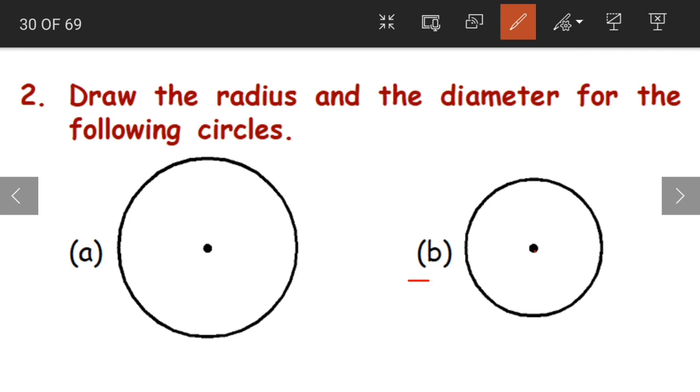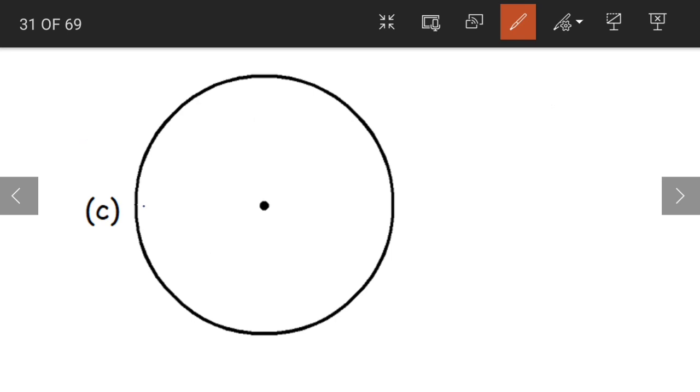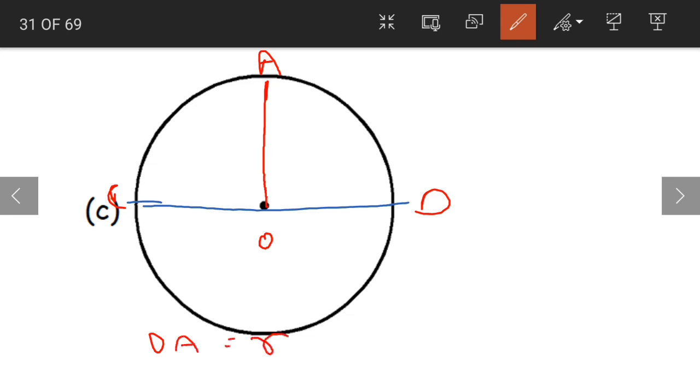Now coming to circle B, again radius, we can draw the radius like this, center O, point A. So OA becomes the radius. Now coming to diameter, we will draw it exactly in the middle. BC becomes the diameter. I hope this is clear. Now another, again this becomes our diameter and this line, red line, becomes our radius. If we call it as O, A, B, C and D, OA is equal to radius, CD is equal to diameter.